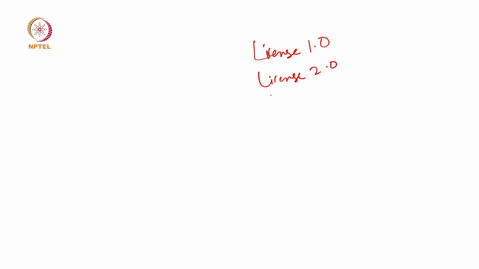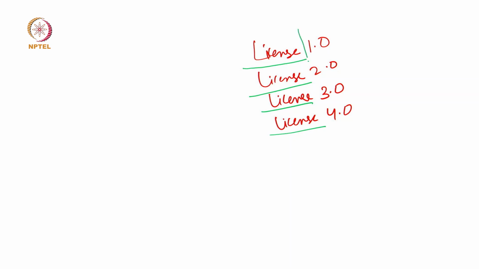So this is our text: license 1.0, license 2.0, license 3.0, license 4.0. If you see here, there is a pattern. What pattern is there? The word license is common in all these four statements, and another thing that is common is that these are numbers. So the pattern is that there is a word, then numbers. This is what we need to identify in the text.